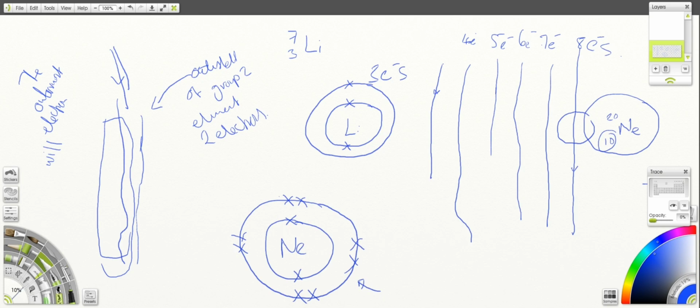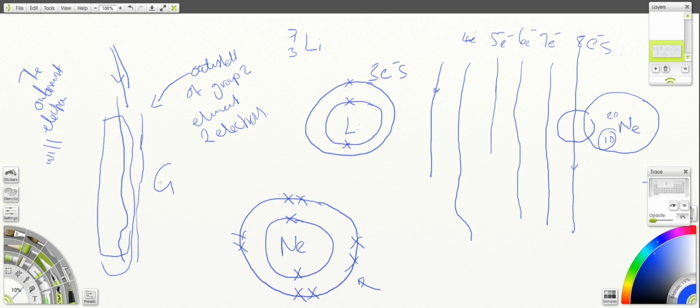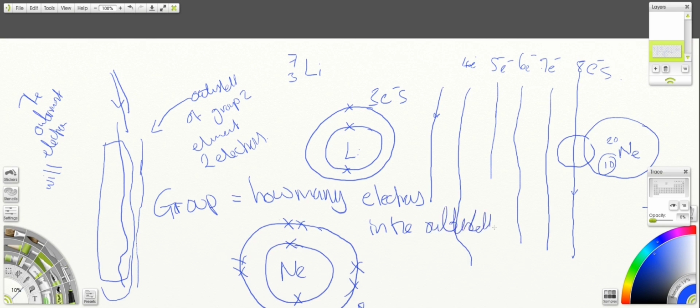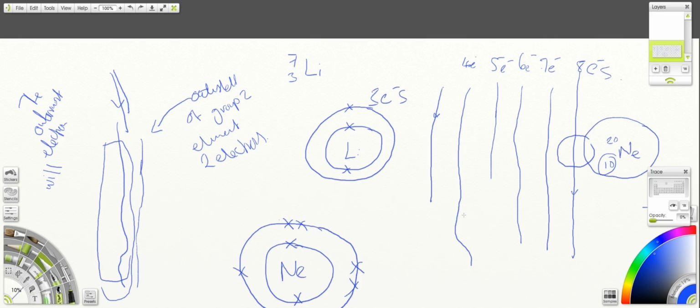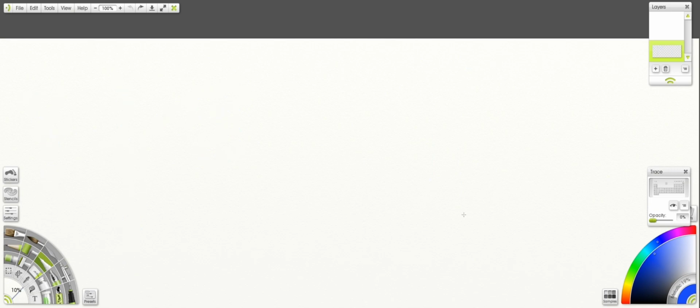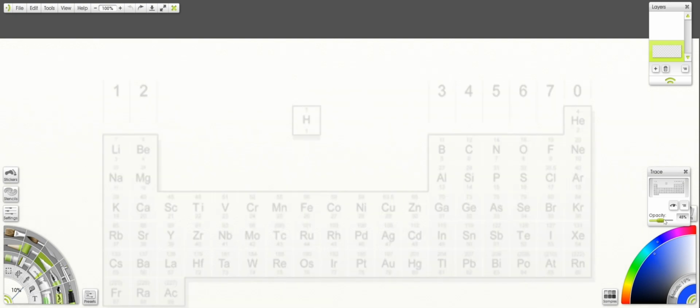So the relationship between the group number: the group number will show you how many electrons are in the outer shell. So group 5 will have 5 electrons in its outer shell, etc. Now guys, this is all important for ionic bonding, so it's not something random, and you'll see why later on.